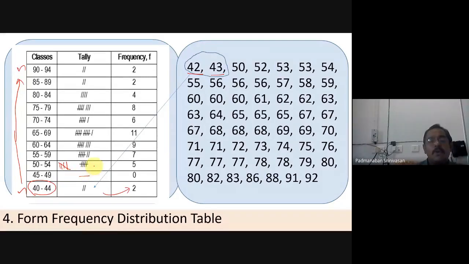Like that, as you are scoring cricket scores, like that only our boys and girls will score cricket scores. So like that. So that's all. This is the frequency table. So understood? Are there any questions for the frequency distribution table?